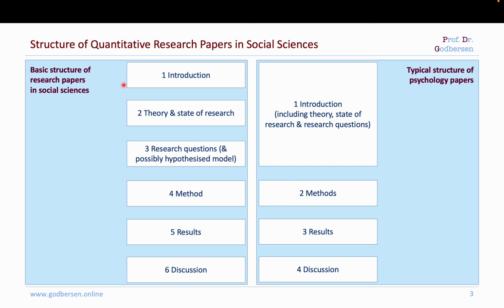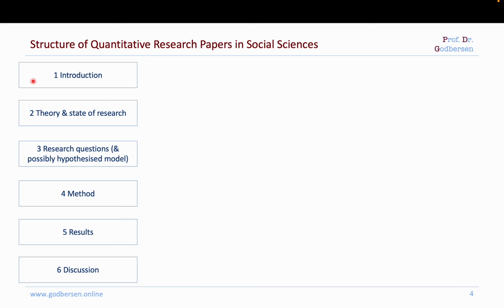Now, let us go to the left-hand side, the basic structure of a research paper in social sciences, and I would like to elaborate a bit more on what is in these sections and how they are related. On the left-hand side, again the structure: 1 introduction, 2 theory and state of research, 3 research questions, 4 methods, 5 results, 6 discussion. So let's start with the introduction. What is the introduction for? The only purpose of the introduction is to give the reader an overview of what he or she can expect in your paper.